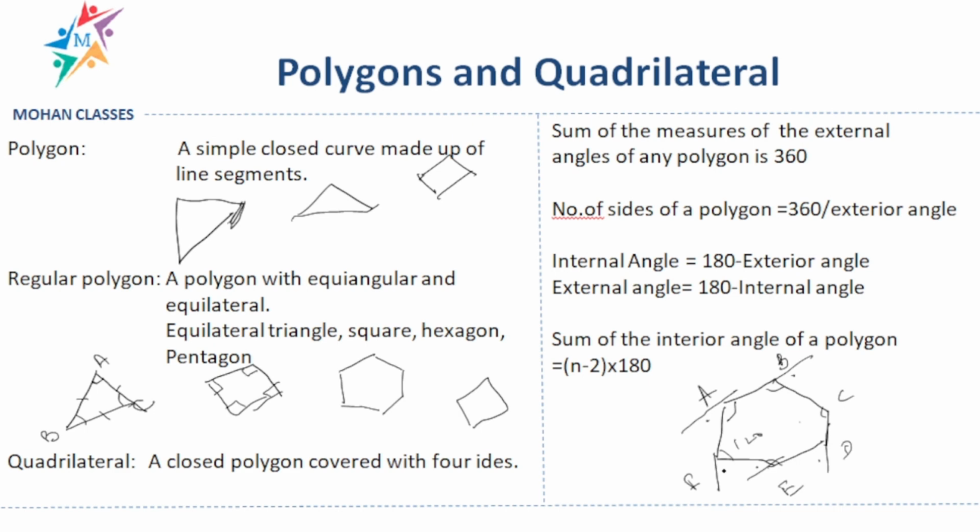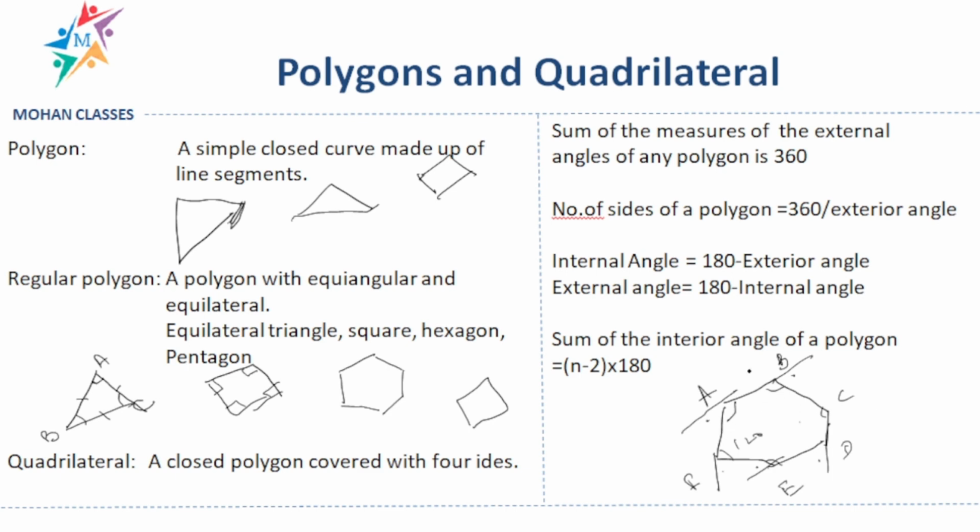So, the sum of the external angles is equal to 360 degrees, whatever may be the number of sides of the polygon. Even if it has 24 sides, the total sum of the exterior angles will be 360 degrees.